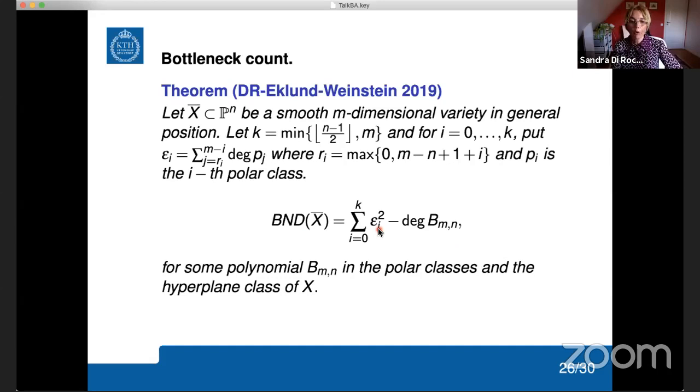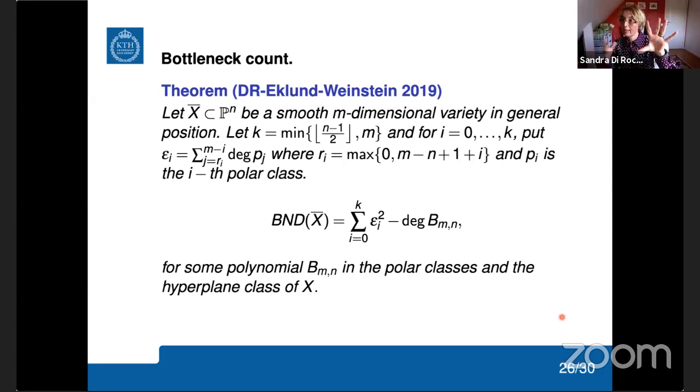Both these epsilon i's and this bmn are polynomials in so-called polar classes. So you have certain sums of powers of polar classes. Right? So we start with a variety, then we have all these polar classes, and suddenly certain polynomials in these polar classes give you the density of your sampling. Okay? Now, what are these polar classes?